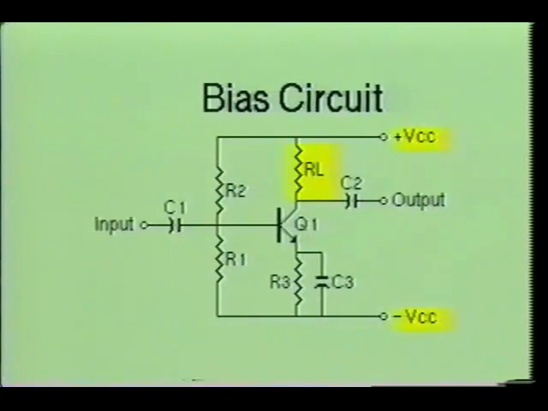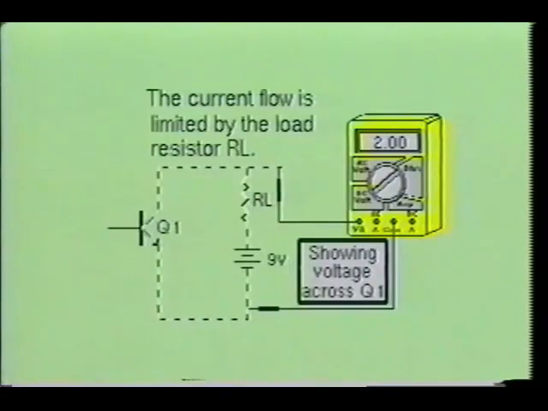The load resistor, RL, which is attached to the output of the amplifier along with the power supply, is used to set the power output limitations of the amplifier. The output signal current cannot exceed the power supply voltage divided by the load resistor. This can be better illustrated using a simple transistor circuit. As you can see, the maximum current flow through the transistor is limited by the load resistor RL.